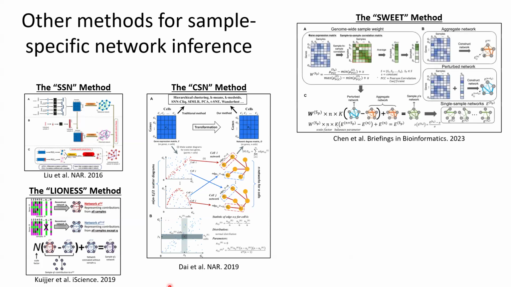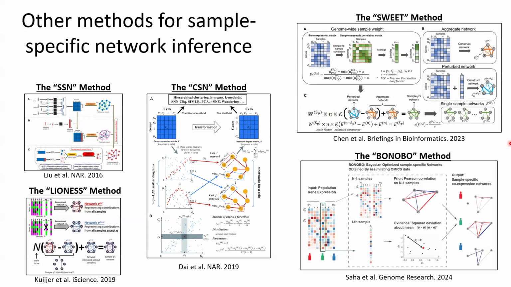Just 2 years ago, the SWEET method was developed, and it basically borrowed a lot of mathematics from the Linus approach, and it changed an upstream scale factor purportedly to deal with differences in subpopulation weights. And just last year, the Bonobo method was published in Genome Research, and this uses basically a Bayesian approach to infer an individual sample's contribution to an overall aggregate network structure.